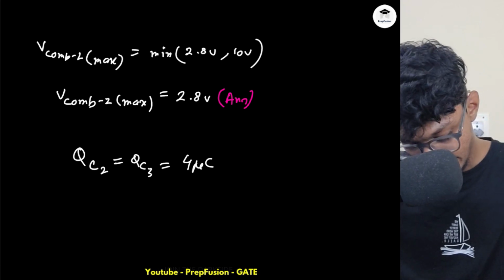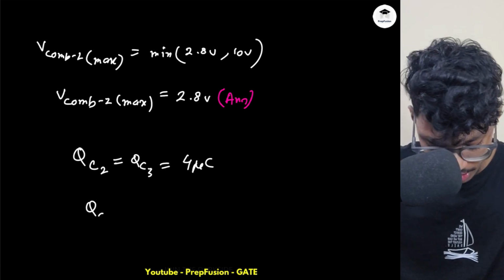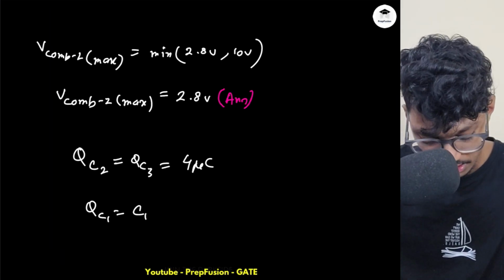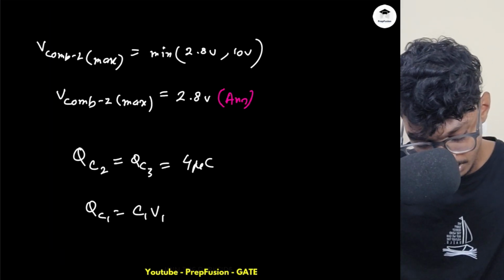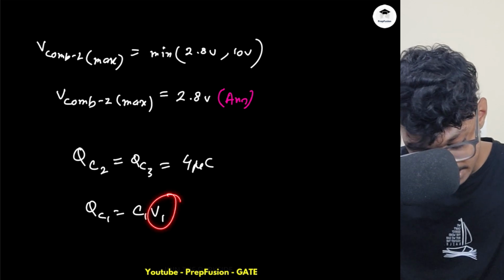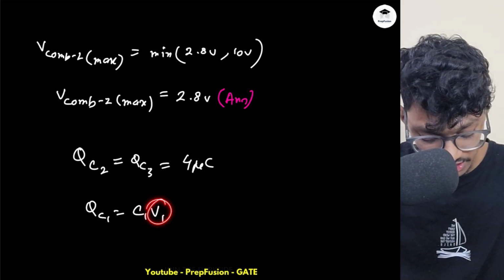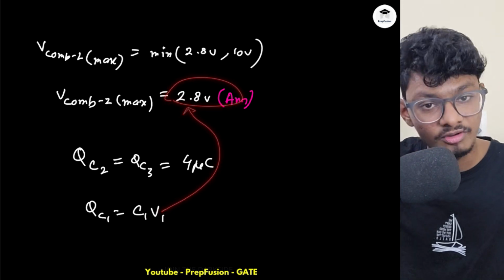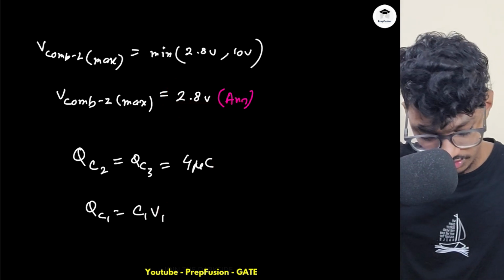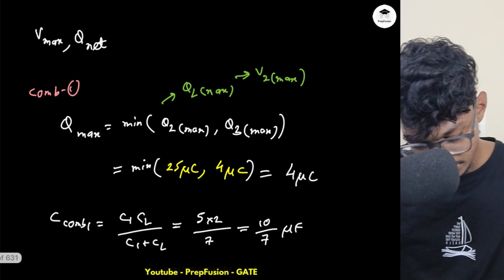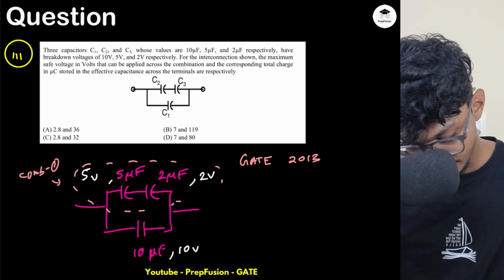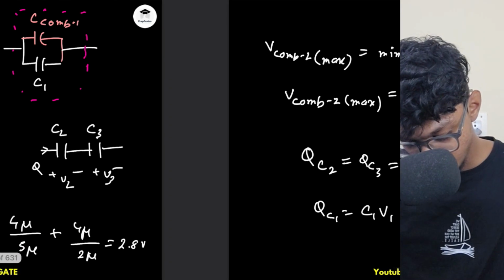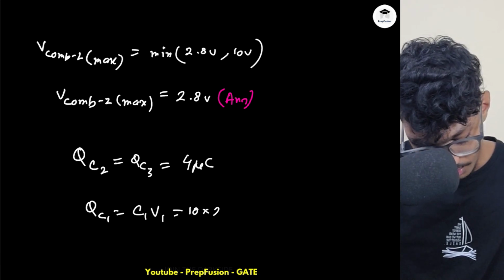Right? And what about QC1? How much charge is the C1 capacitor storing? I can simply do C1 times V1. What is the maximum potential that I can apply across the 2 points? This is the maximum potential above which the device will get damaged. C1 is 10 microfarad, I believe. Yeah, 10 micro, times the maximum potential 2.8.